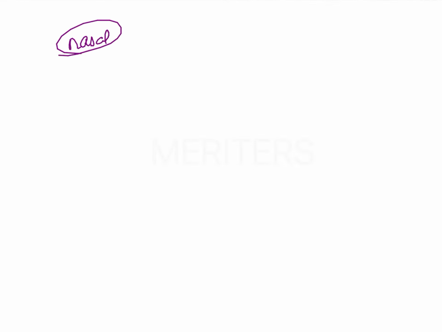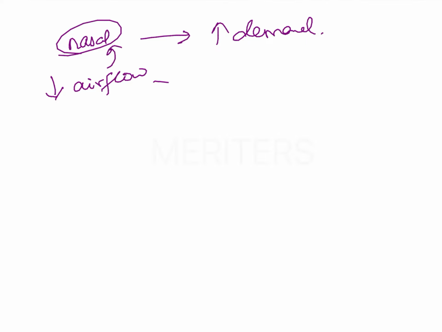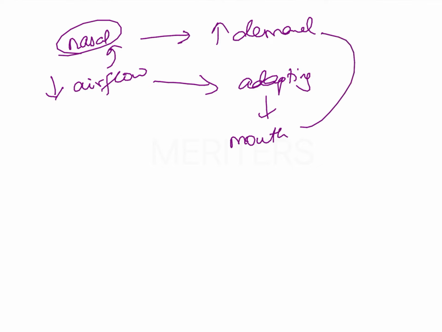A newborn child is an obligatory nasal breather. That is, he breathes only through the nose. It is only when the demand for air increases, because there is reduced airflow through the nasal passages, that the person starts adapting and breathing through the mouth in order to meet the demands for the increased airflow.